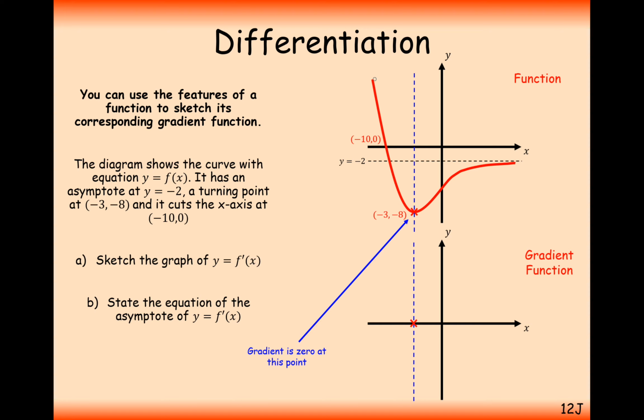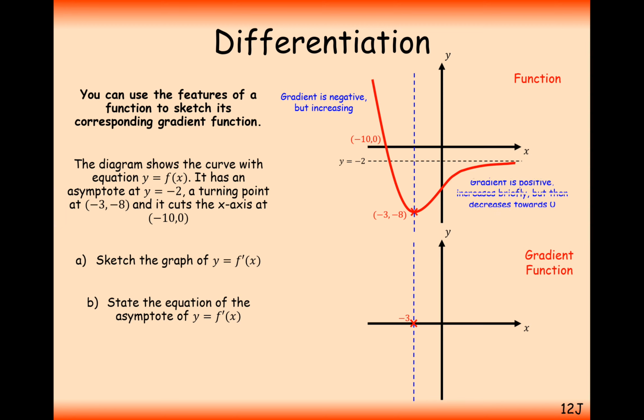And then before that, it's going to have a negative gradient but increasing. And then from there on, it's going to have a positive gradient, but it's going to start to flatten out when it reaches this asymptote. So it's going to be positive, but then it's going to come down and just be above the x-axis. Okay, so it'll roughly look like this sort of graph here.